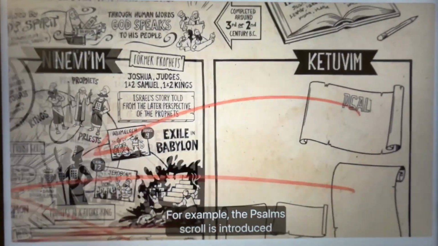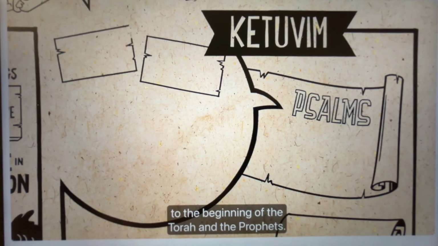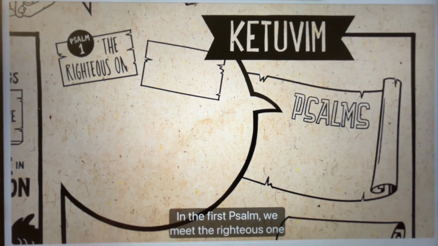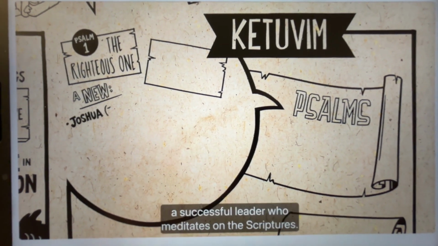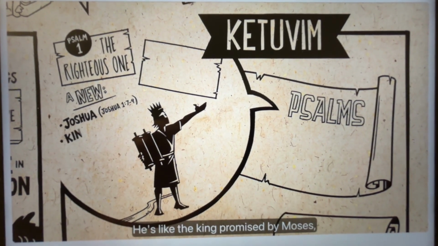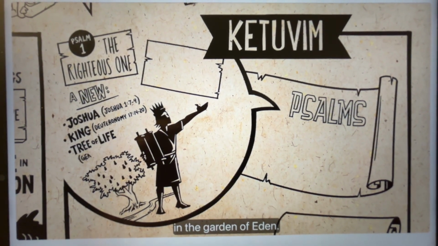For example, the Psalms scroll is introduced by two poems that are coordinated to the beginning of the Torah and the prophets. In the first psalm, we meet the righteous one, who's described as a new Joshua, a successful leader who meditates on the scriptures. He's like the king promised by Moses, and he's like the eternal tree of life in the Garden of Eden.